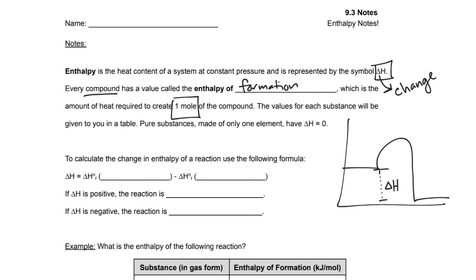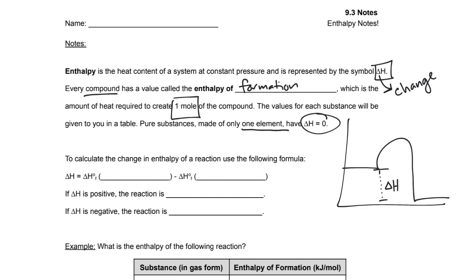Pure substances, which are made of only one element, have an enthalpy value of 0. And that's because they don't have any bonds. They are not attached to anything else. They're not compounds. So that enthalpy of formation for them is 0 because they don't have to be formed. They just already kind of are.